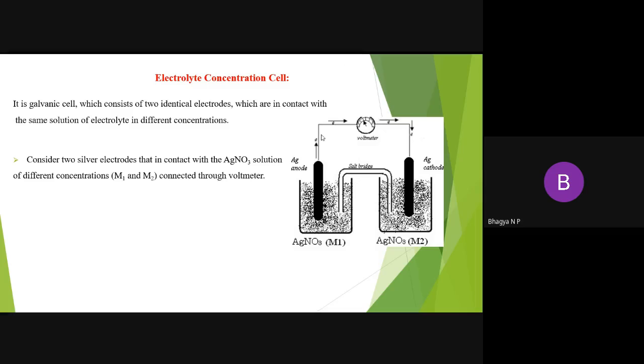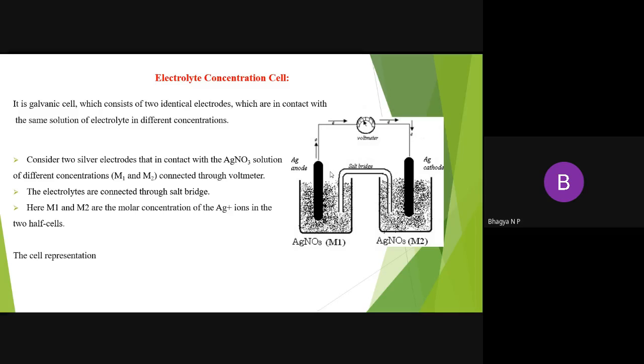Then what is the construction of this cell? The cell consists of two electrodes. Both the electrodes are made up of silver metal, and both are externally connected to the voltmeter. The electrolyte solutions are internally connected by a salt bridge, and both the electrodes, that is anode and cathode, are dipped in the same solution of different concentration. So that is the explanation of this cell.